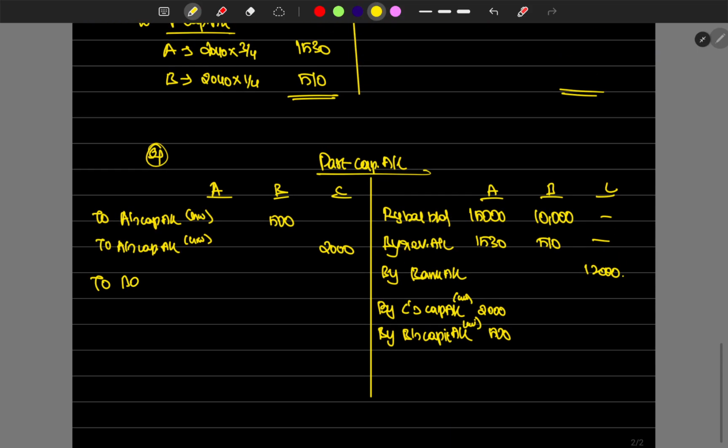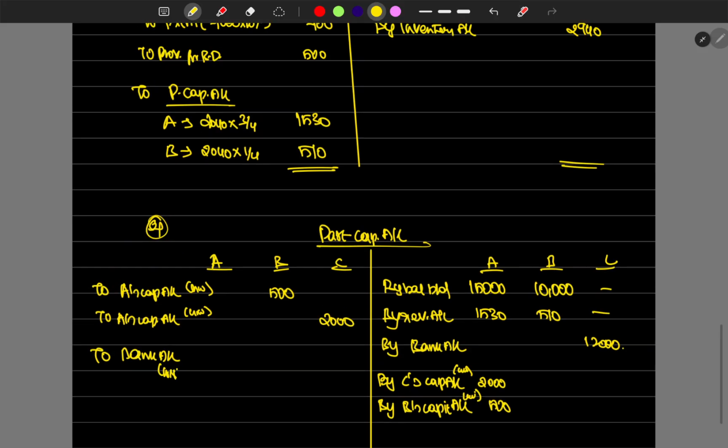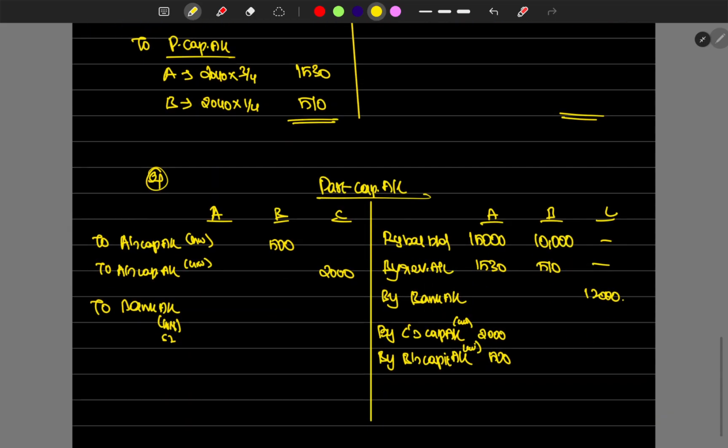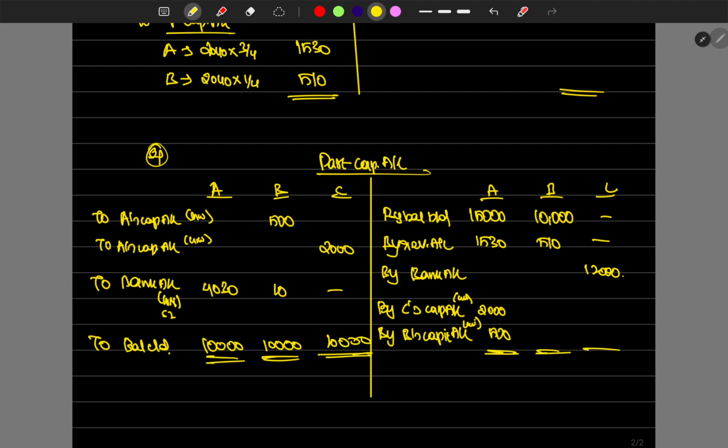So to bank account, how much? Working note step 2, 9,030, 10. That's it. To balance carried down. Yes, we are done. Now our balance ends with 10,000, 10,000, 10,000. That's it. This is what was asked in the question. We have balanced our capital.